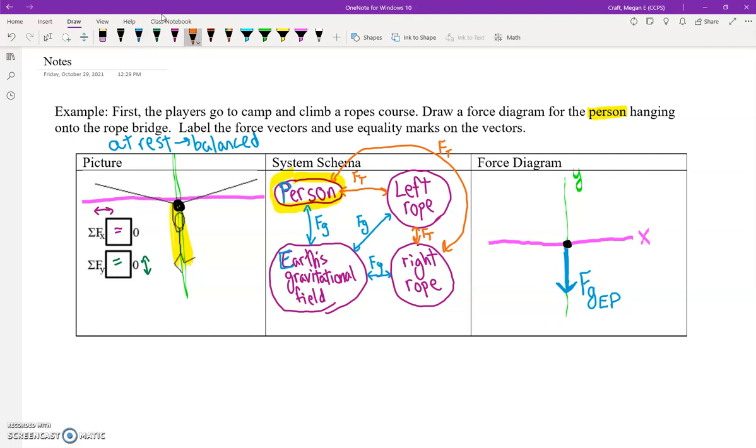The next arrow I'm going to look at is this force of tension between the left rope and the person. I can see that the left rope is going up and to the left, and the force of tension always goes along the rope. So I'm going to draw an arrow that goes up and to the left, just like my rope does at the same angle. And I will label that the force of tension caused by the left rope acting on the person.